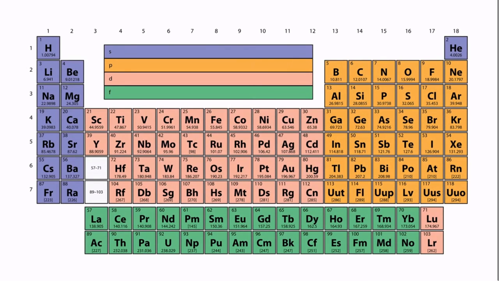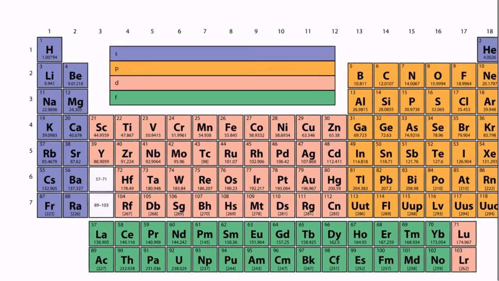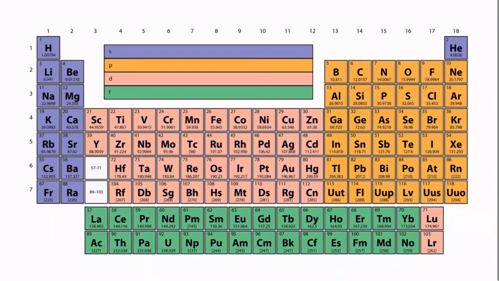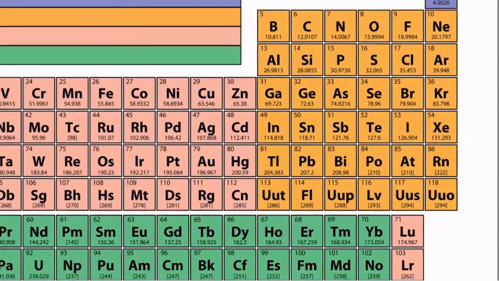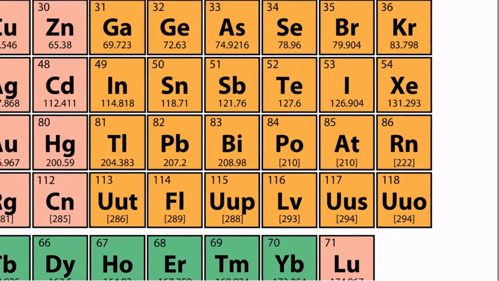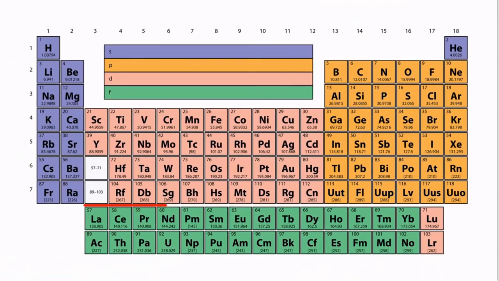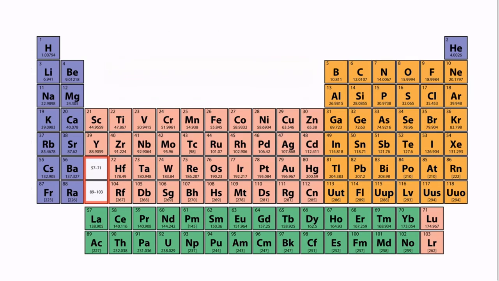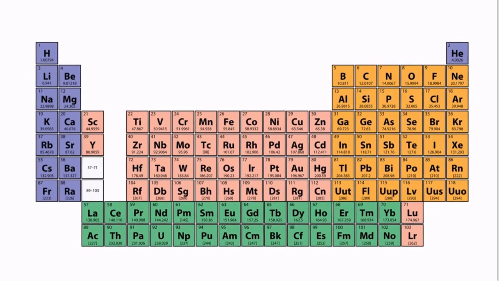Elements are arranged in order of atomic number, from the lowest to the highest. Here you can see the table starts with hydrogen with an atomic number of 1 and ends with ununoctium, which has an atomic number of 118. The section below the table is usually taken out to make the table easier to fit onto a single page. If we were to insert it, the table would look like this.